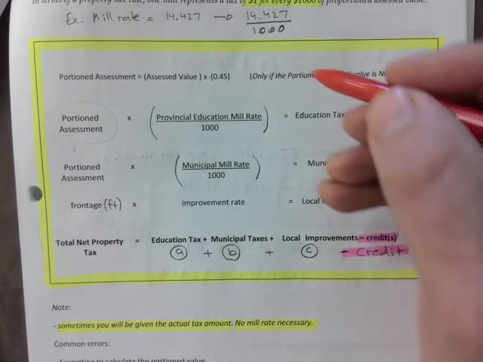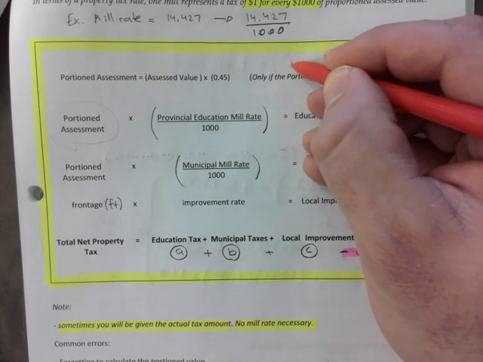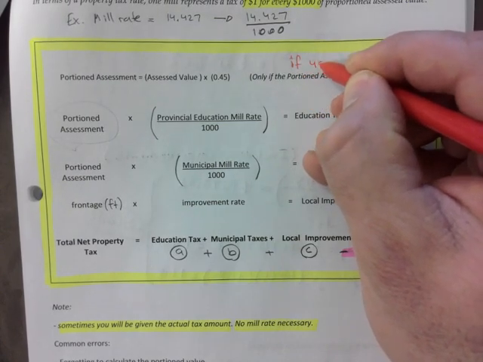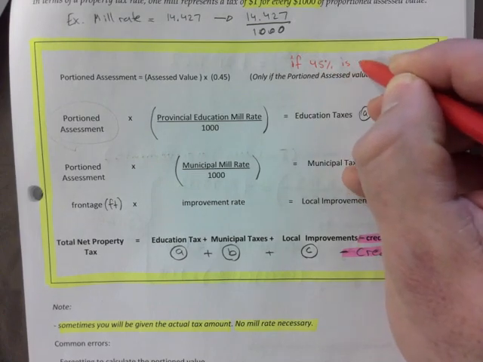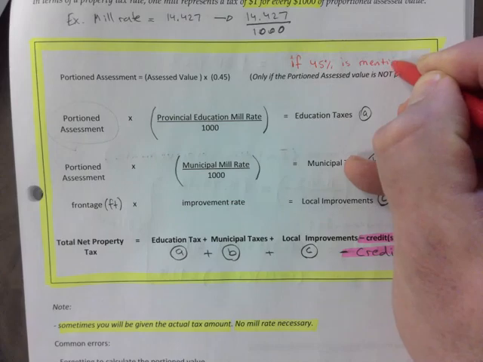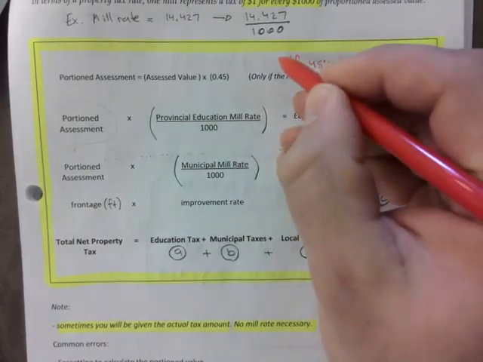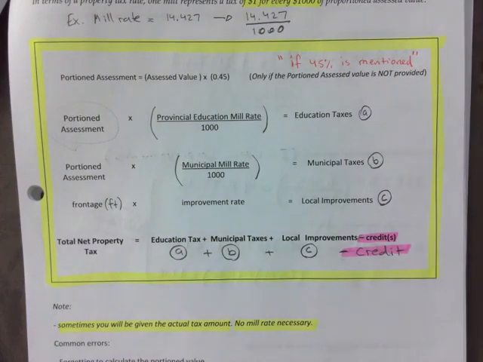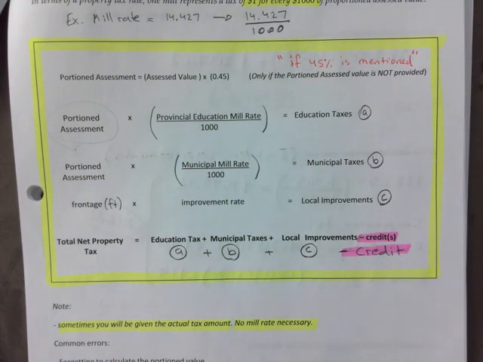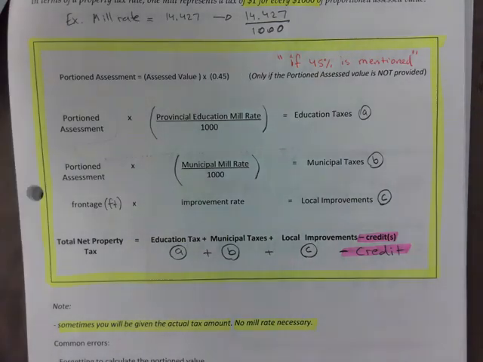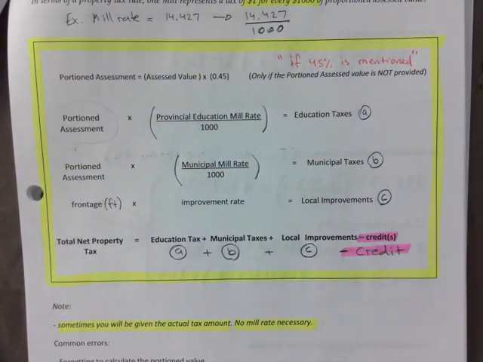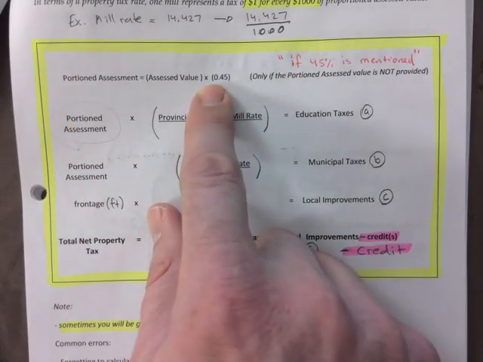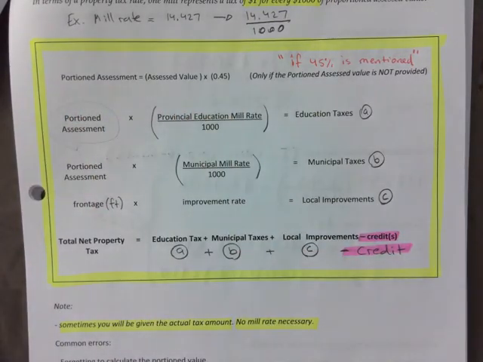I will add something to this. Only if 45% is mentioned. That is very safe to say. If the question does not say only 45% of the entire value is taxed, that usually means that you already have the portioned assessment. Okay, so this first line is a big if, only if necessary, okay? I would say almost every part here is only if necessary.